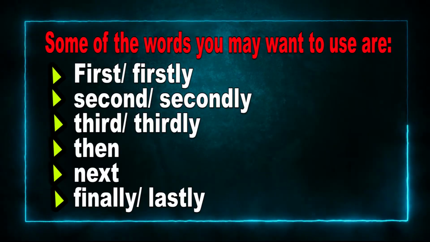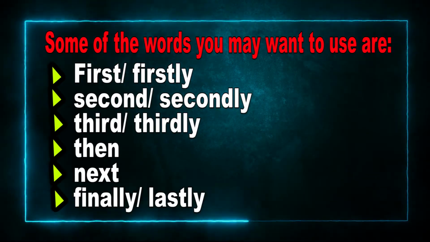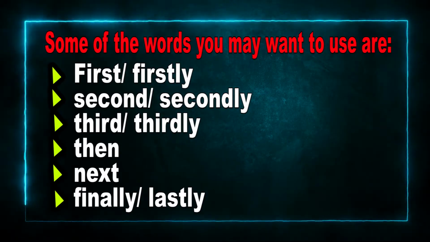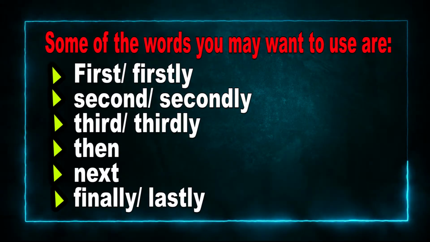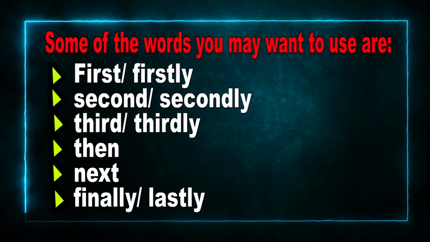Now let's look at some of the words that you may use when you are doing expository writing. Because expository writing is giving details in steps or an explanation of how a process is to be done, some of the words you may want to use are first or firstly, second or secondly, third or thirdly, then, next, finally, or lastly. These are some of the basic words that you would want to use.